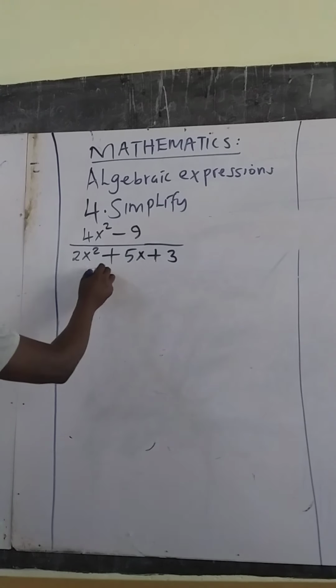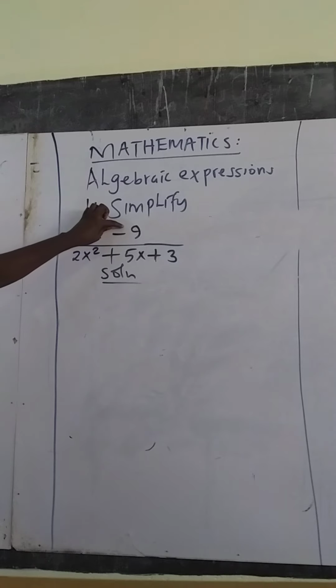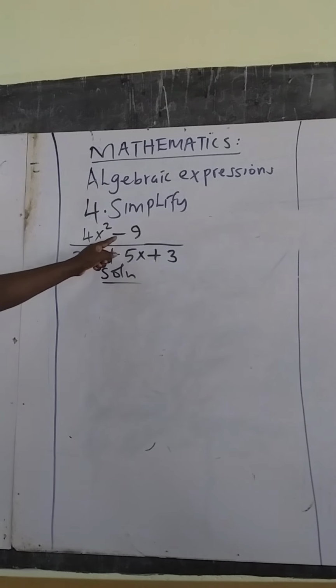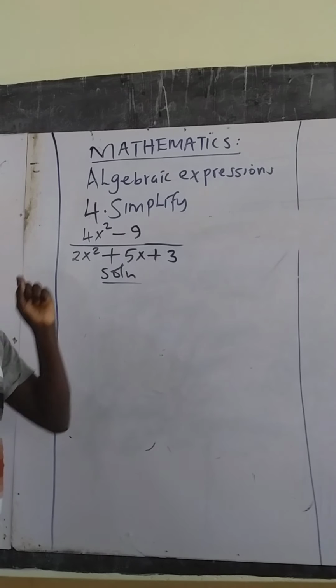Before you solve this one, there is something that should come to your mind when you see a question like this. This comes in paper 1 with 3 or 4 marks. You should note that one part of the numerator should be able to cancel with one part of the denominator.